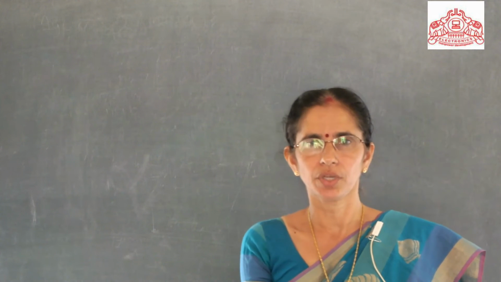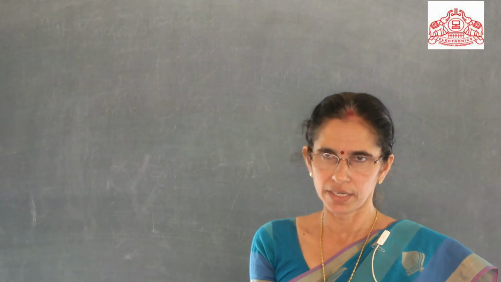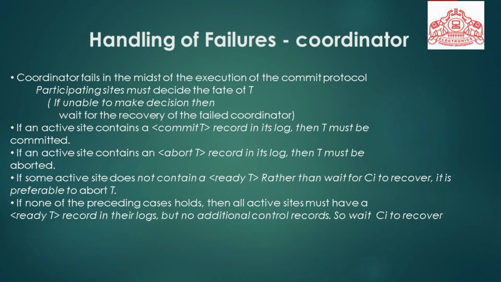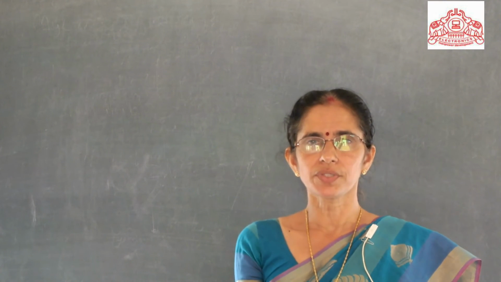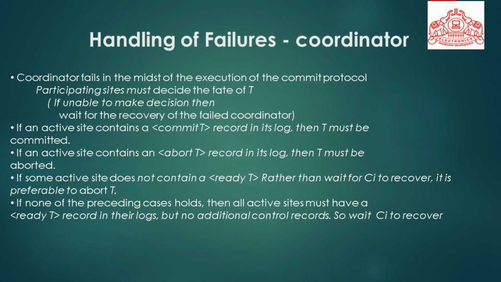We can see it later. In such a case, the site should wait for the recovery of the failed coordinator. Suppose an active site contains a commit T record in its log, or we can say in the log record of its local stable storage, then the transaction T must be committed. But if an active site contains an abort T record in its log, then T must be aborted there.